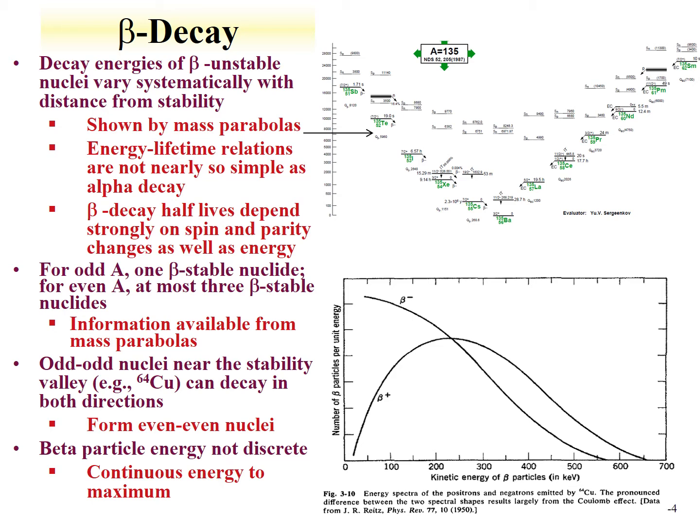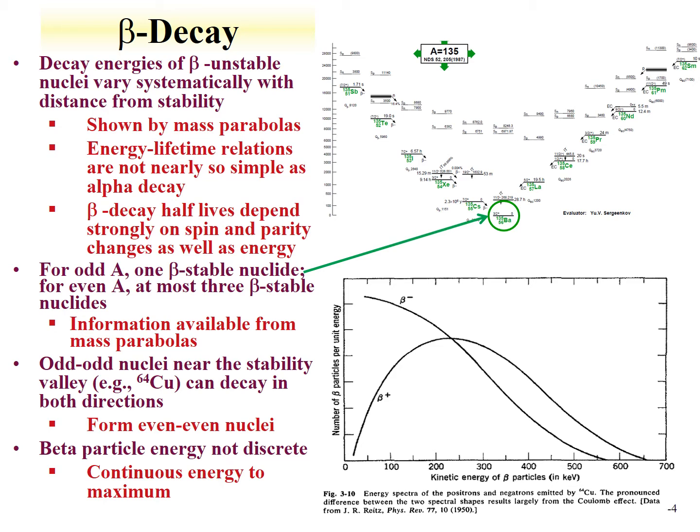And what we're going to see is that beta decay half-lives really depend upon variations in spin and parity. Now, there are some trends that we can observe for beta stable nuclei. If we look at a mass parabola for these odd A 135, for most odd A isotopes, there's one beta stable nucleus. And if we look here, this is barium-135, which is the most stable, sits at the bottom of this mass parabola.